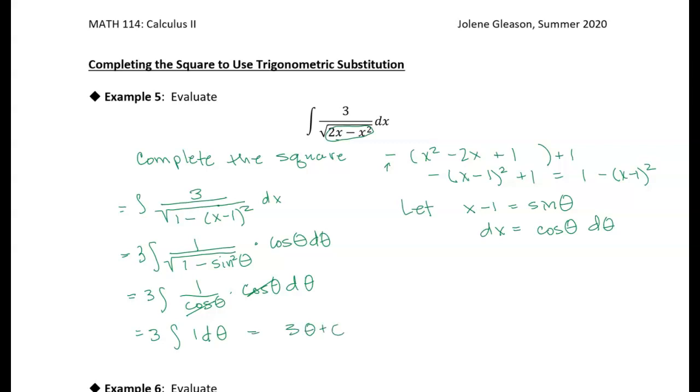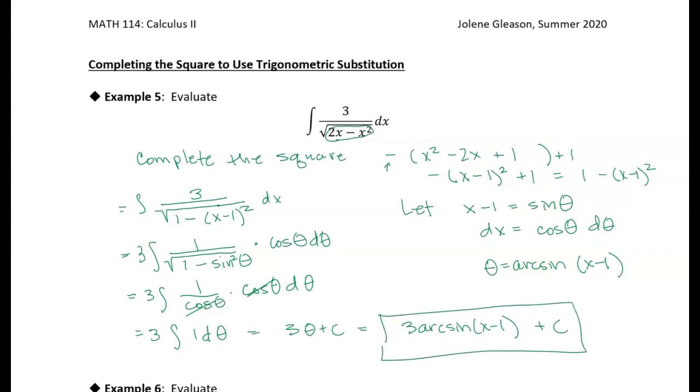All right, so now we have to convert back to x. Now I let x minus 1 be sine theta, so that means that I can solve for theta, right? Theta is equal to the arc sine of x minus 1. Okay, and so this then just becomes 3 arc sine of x minus 1 plus c. All right, and that's my answer.